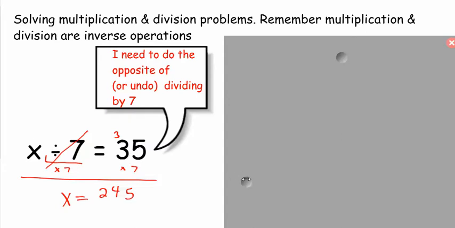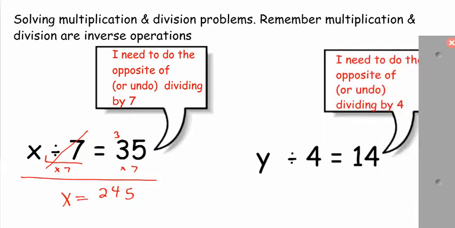All right, let's try the next one. y divided by 4 would have to equal 14. So here's my variable. I want to get rid of whatever's on the same side as my variable. The opposite of dividing by 4 is to multiply by 4. So I'm going to multiply both sides by 4. These cancel out because they're the same number.